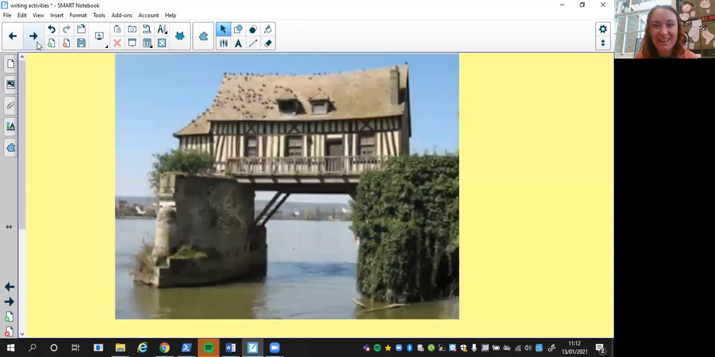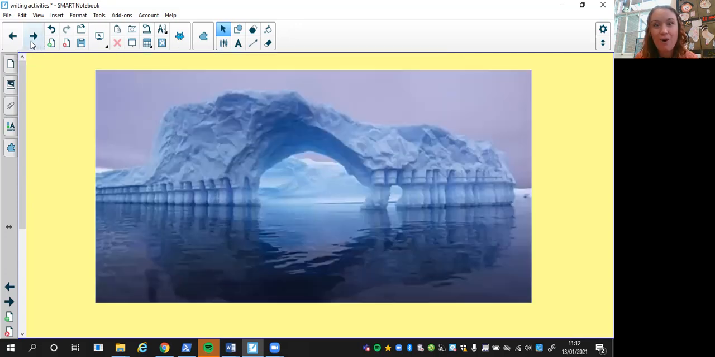Oh my, this bridge, my bridge, has a house on top. It has a roof. It is made out of wood. Goodness gracious me, I don't know that I'd like to live there. I'd be a bit worried, wouldn't you? Be a bit worried if there was a troll underneath my house. Let's have a look at the last one. Wow. My bridge is made out of ice. It is really cold. Goodness gracious me.